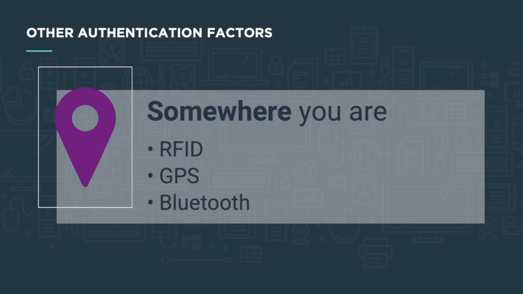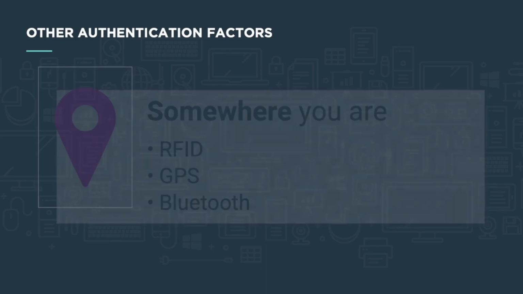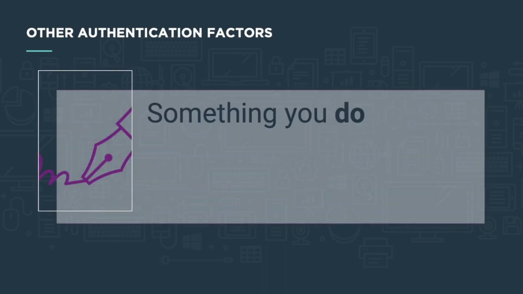Bluetooth can also be used for this type of authentication. If you're in range of a device via Bluetooth, you can configure your mobile device to unlock itself automatically. Another authentication type is something you do. This type requires the user to perform a particular action to verify the user's identity.